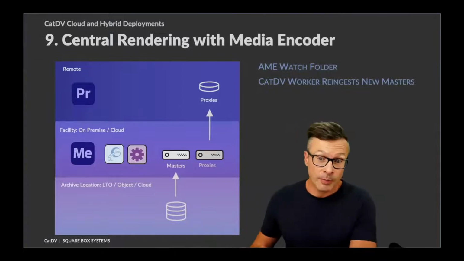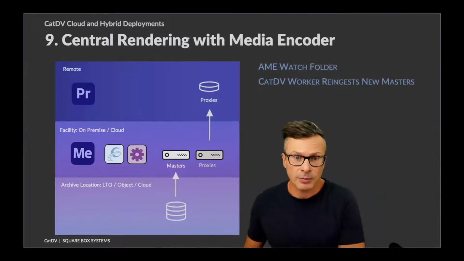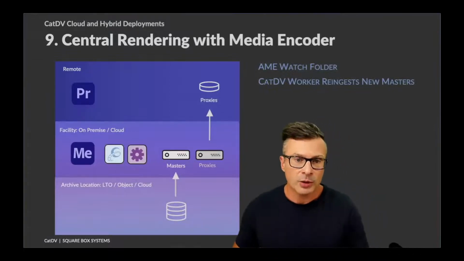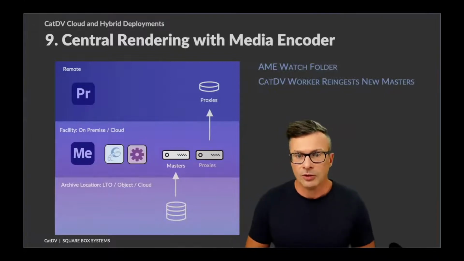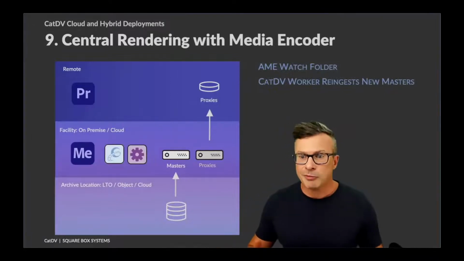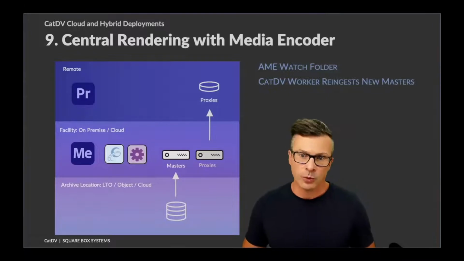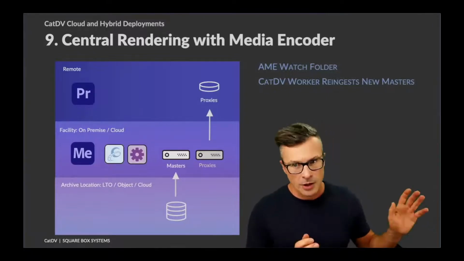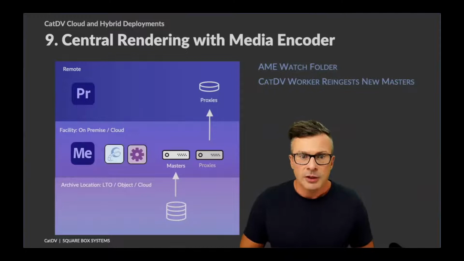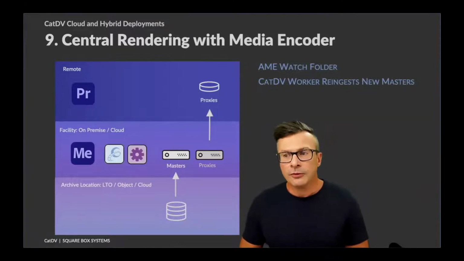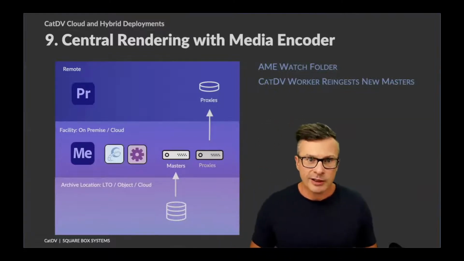And then, of course, when it appears in that destination, our CatDV worker can pick it up, can ingest it, and put it into the right place in the CatDV system so that it can then be used for review and approve and trigger a whole pile of other automations that are the subject of other webinars in this series. So quite a lot of flexibility around the whole rendering thing.